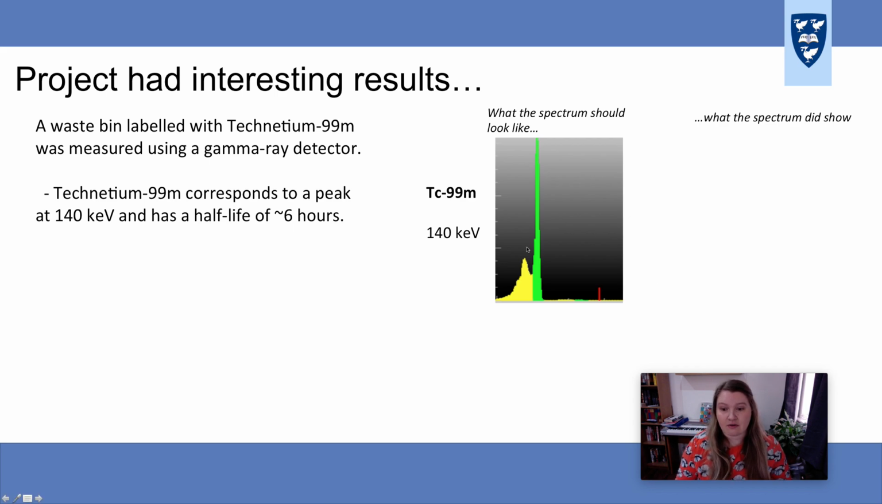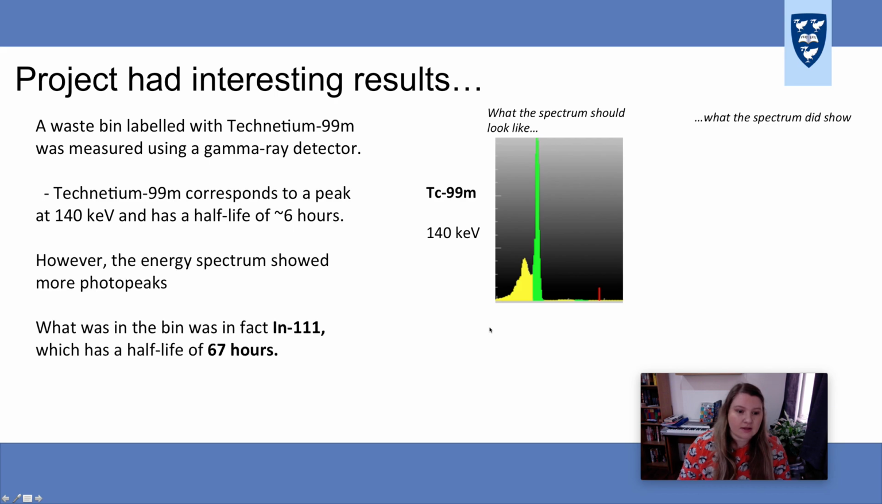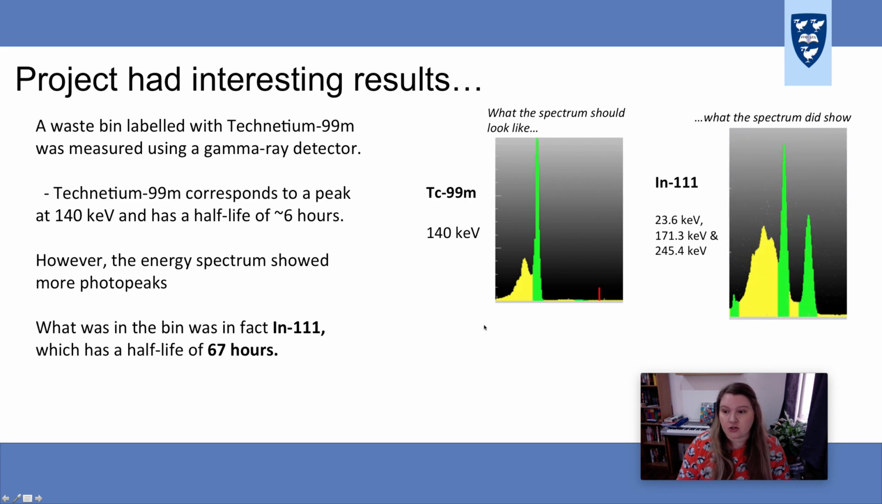The highlighted area in green shows the 140 keV peak that corresponds to technetium-99m. However, after analysing this bin, the energy spectrum showed more photopeaks, as shown to the right. As you can see, just from visually looking at the two, they're not the same. By analysing the different peaks in this spectrum, at 24, 172 and 245 keV, these actually correspond to indium-111, another radioisotope also used in diagnostic imaging at hospitals.